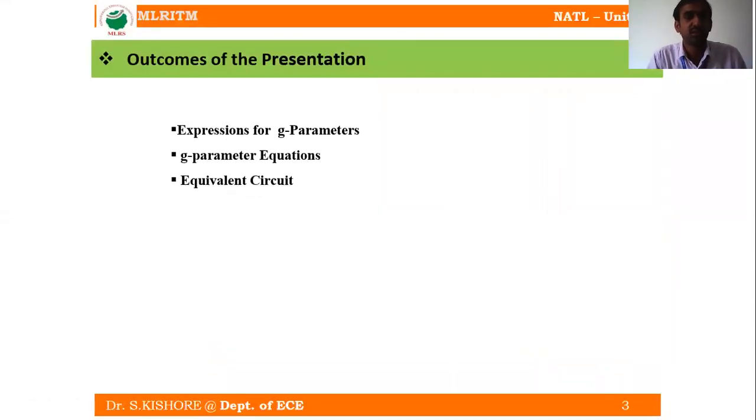By the end of this lecture, we are going to obtain the expressions for G parameters, you are going to know the G parameter equations, and you are going to make the equivalent circuit from the equations of G parameters.